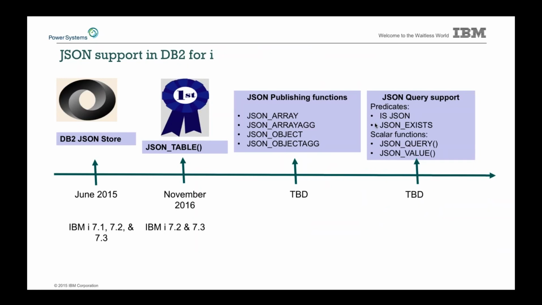So in November, we're continuing our roadmap for support of JSON. In June of last year, we delivered our DB2 JSON store. In November of this year, we're delivering JSON table. We'll be looking at publishing features as well as query support in future TRs, but here I think we have a really good set of useful information that does some pretty interesting things.